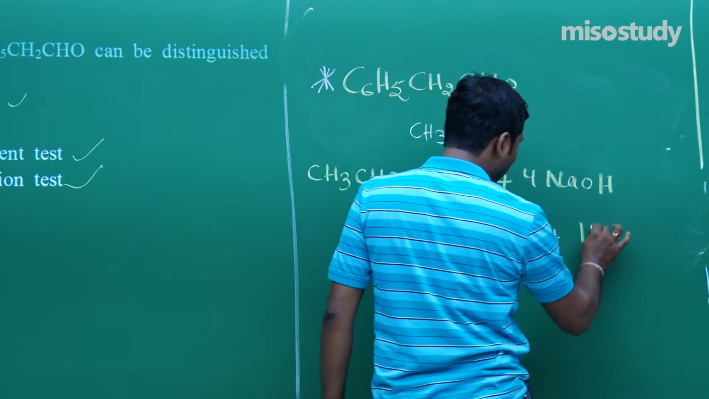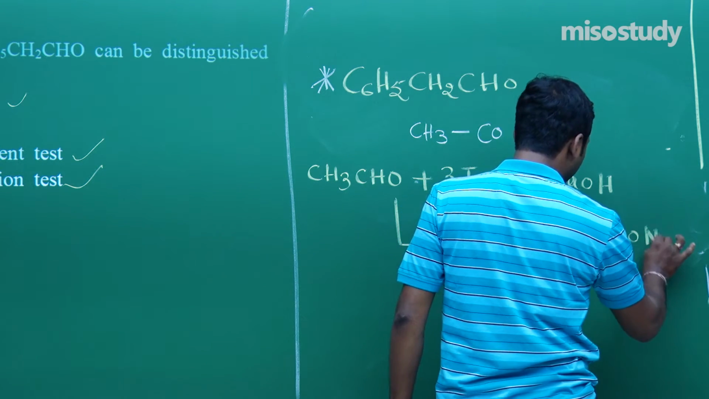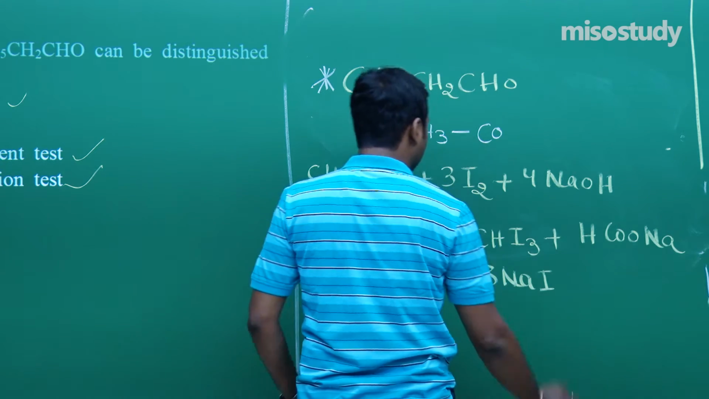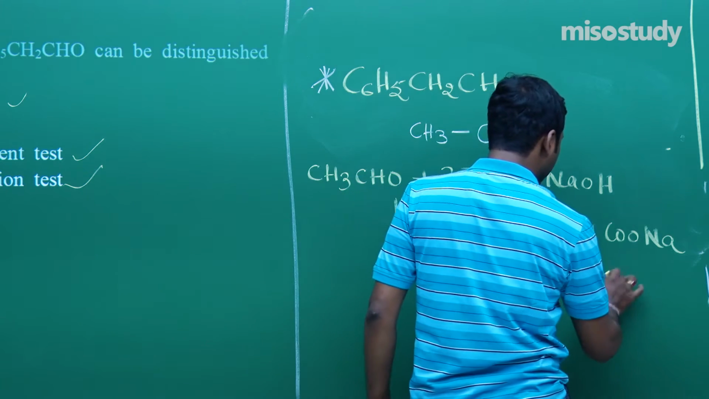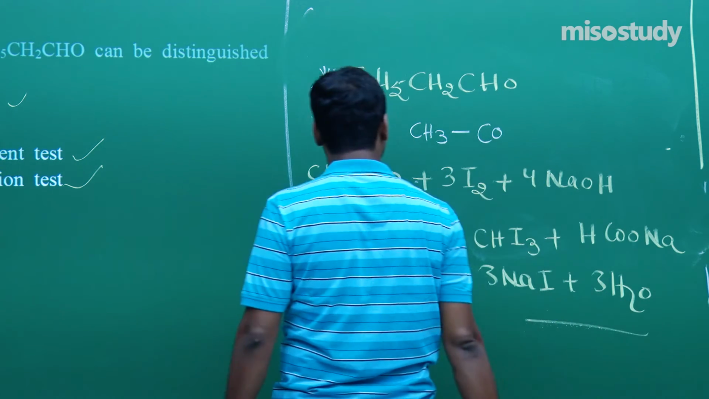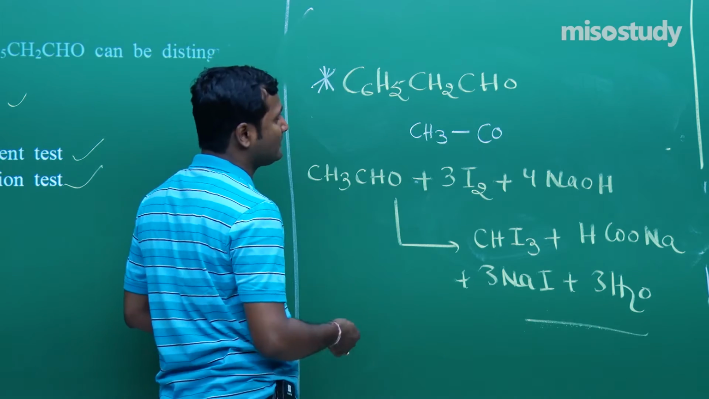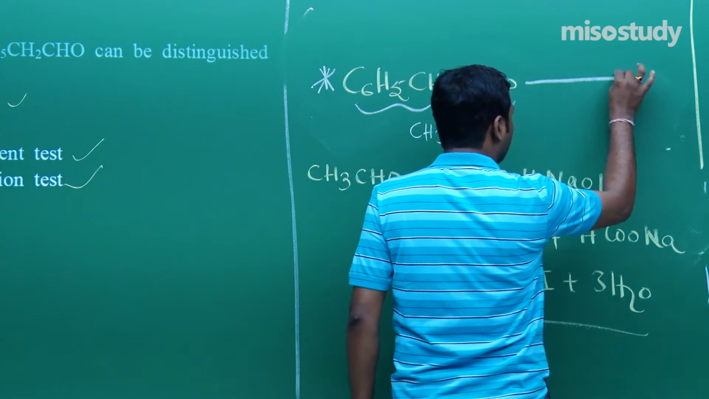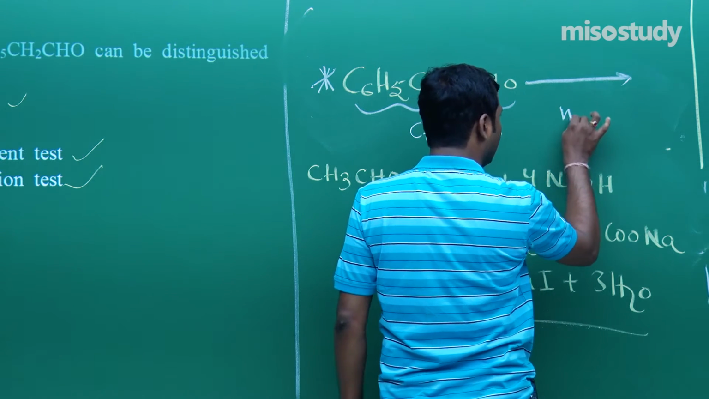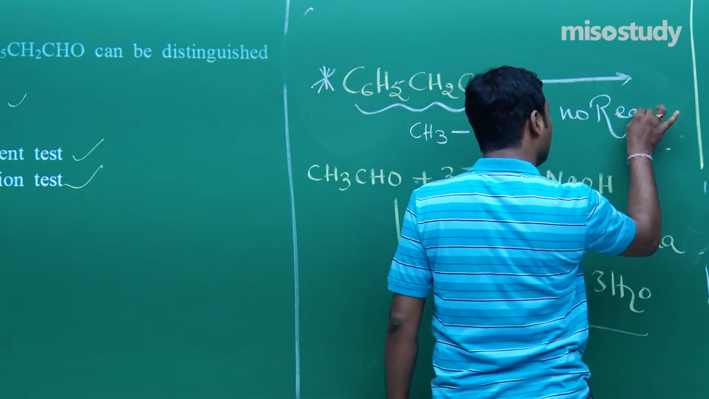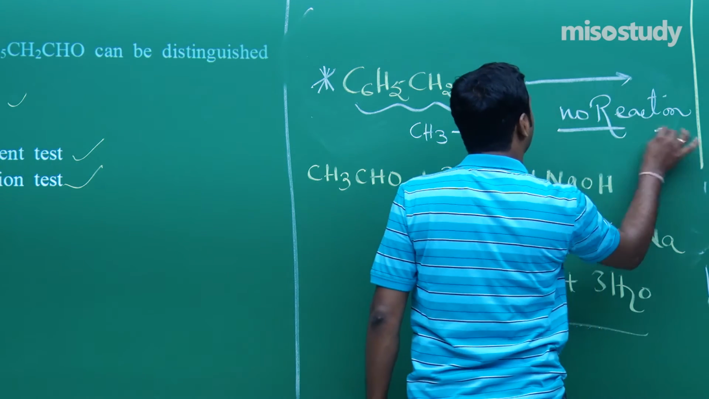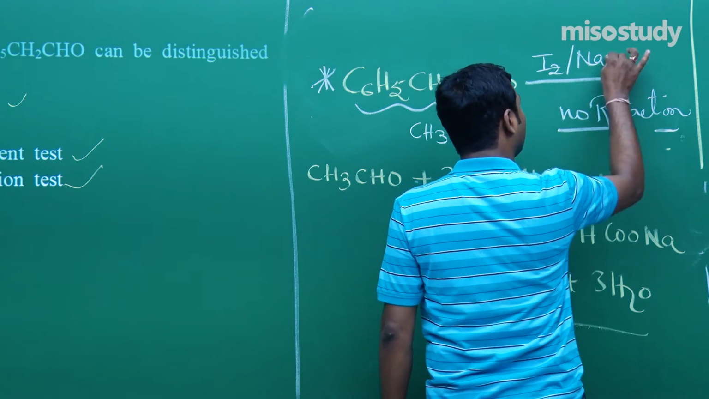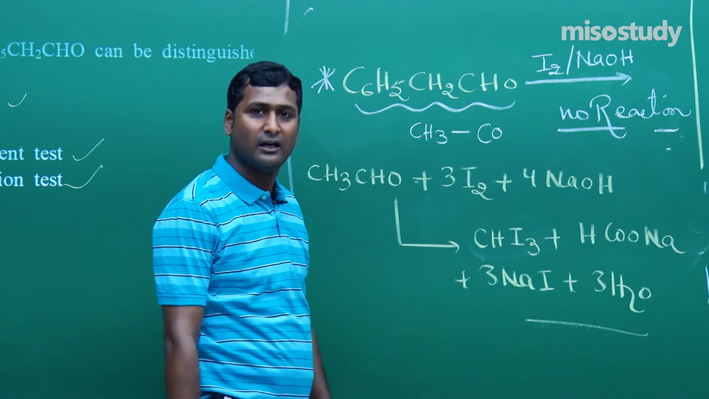And the reaction in this case is CHI3 plus HCOONa plus NaI plus H2O. This is the reaction. But in case of C6H5CH2CHO, no reaction takes place with I2 and NaOH, clear?